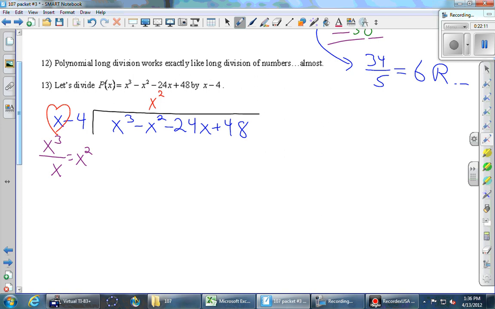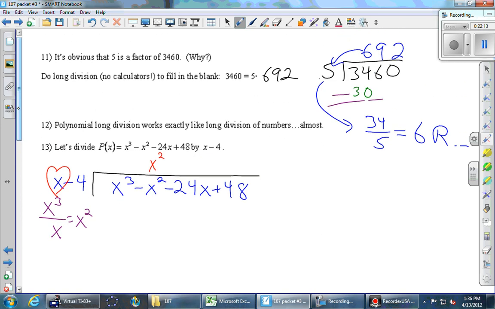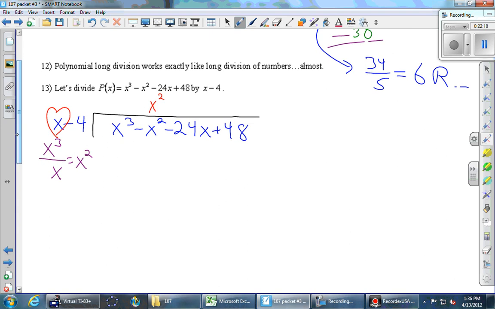Okay, what did we do up above? You took the 6, you multiplied it by the 5. Here you're going to take the x squared, multiply it by the x minus 4. So right down here, we are putting the x squared that we got times the x minus 4. What is it equal to? Everybody see that?